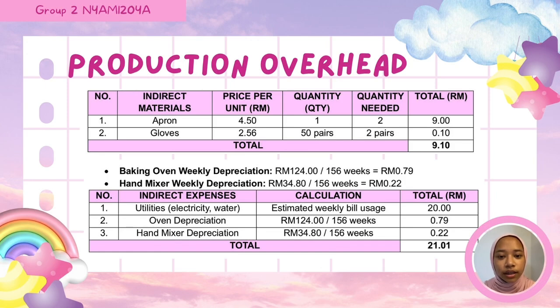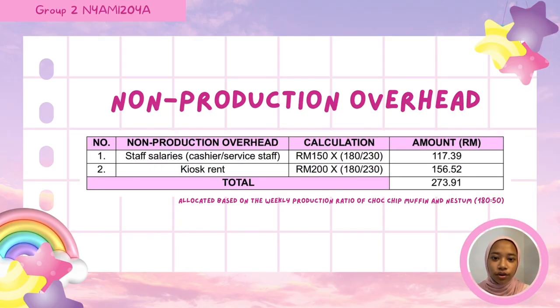This results in a weekly depreciation charge of 79 cents for the baking oven and 22 cents for the hand mixer, bringing total production overheads to RM30.11. Our non-production overheads consist of commercial expenses that sit outside manufacturing, specifically front and cashier salaries of RM150 and kiosk rent of RM200.